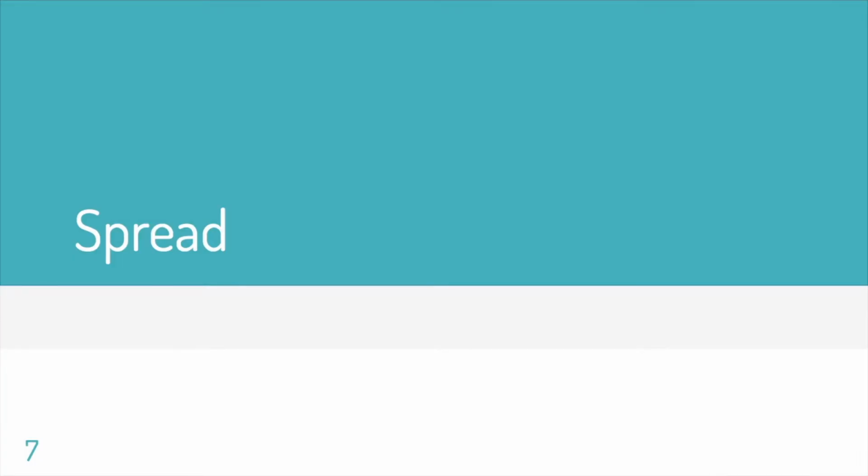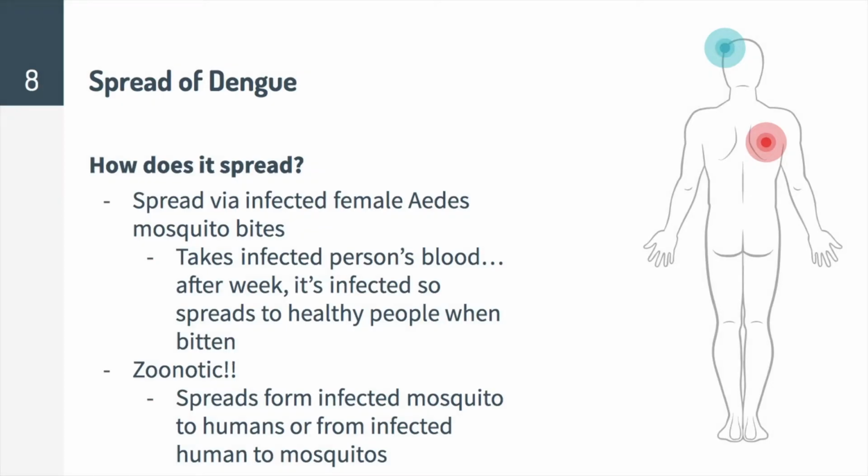So it's the most common arbovirus, which means it's the most common mosquito-borne illness. So we see that, 50 million to 100 million cases of dengue virus per year. That's quite a few. So now we're going to move on to talking a little bit about the spread.